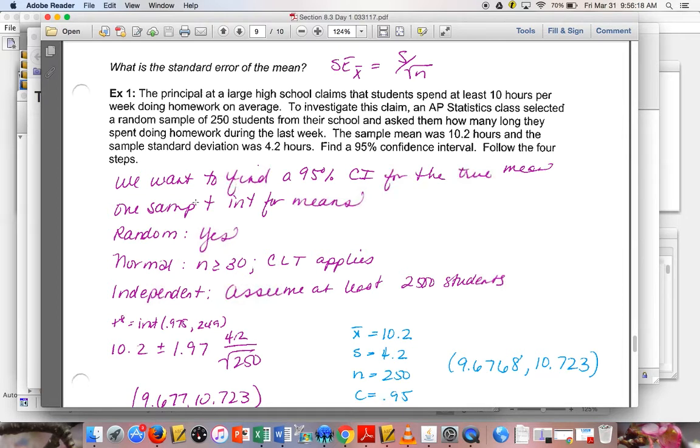First statement's the same. This one looks familiar. We're greater than or equal to 30, central limit theorem applies. I'm assuming that there's this many students at a large high school. Hopefully it's like a North Allegheny large high school.